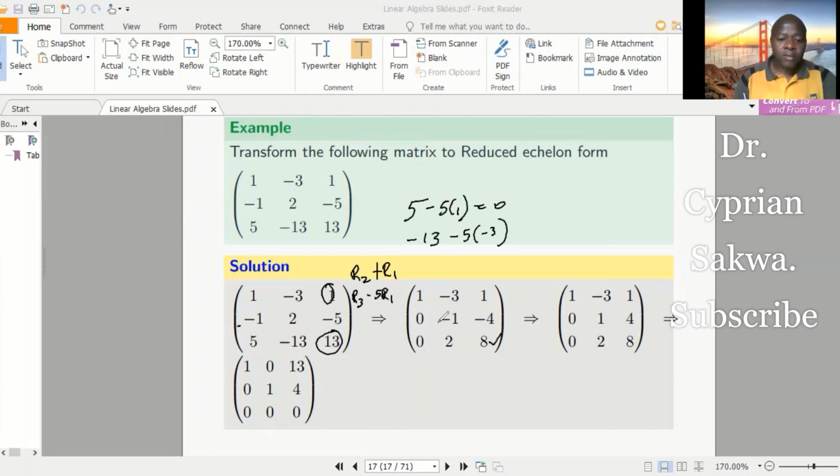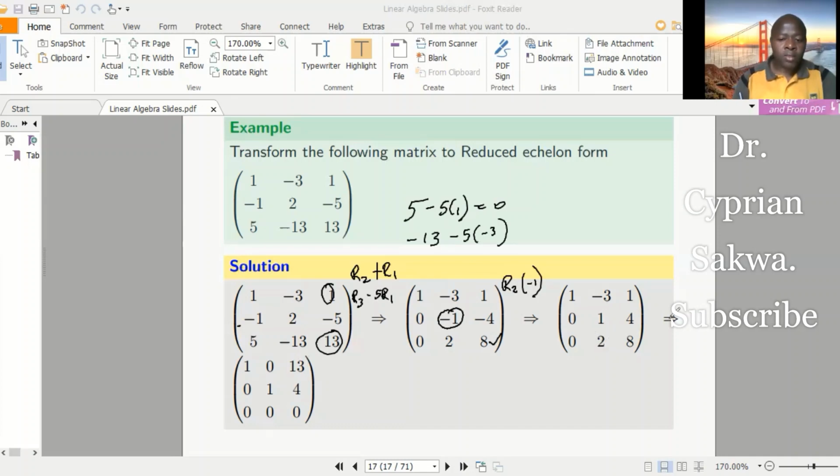Now, so we have this matrix. I want this element to be 1. So I multiply row 2 by negative 1. So when I multiply row 2 by negative 1 and leave the other rows the way they are, this becomes positive 1, this becomes positive 4. I have a 1 in the position I wanted. I use it to get a 0 in this position.